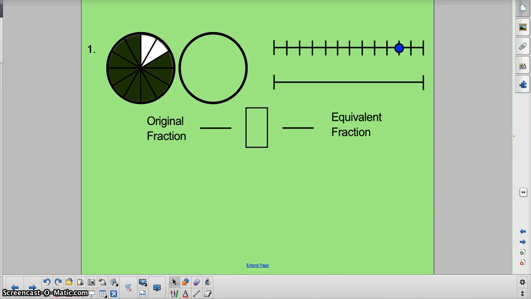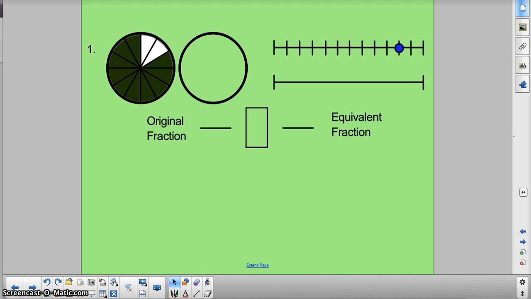Alright guys, we are going to do the same thing that we did yesterday, so this is a review. Same concept, we're going to be finding equivalent fractions, we're going to use pictures, number lines, and numbers, and we're going to be dividing. You're going to be making the numbers smaller in the fractions, we're going to be getting rid of lines in shapes and in number lines, okay?